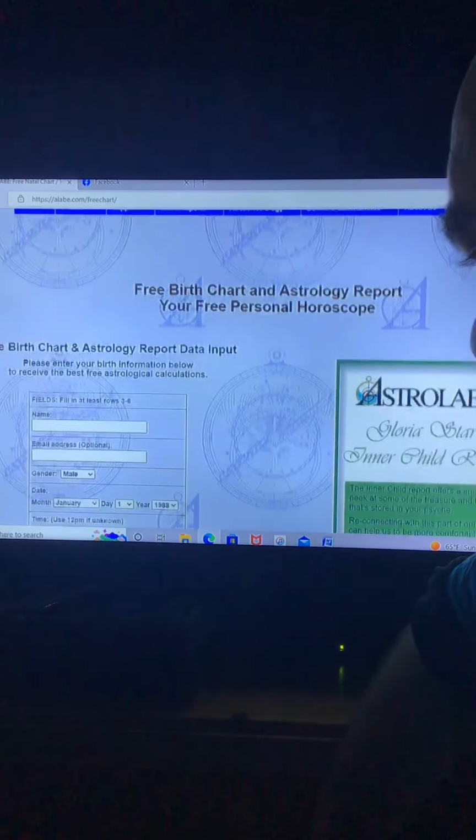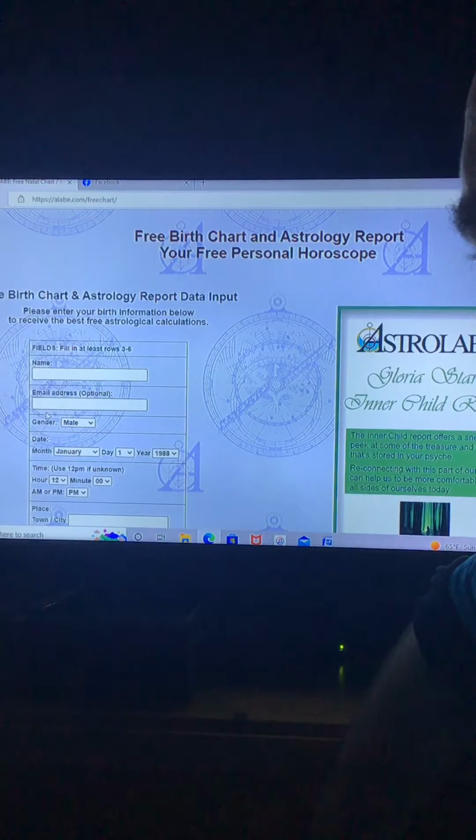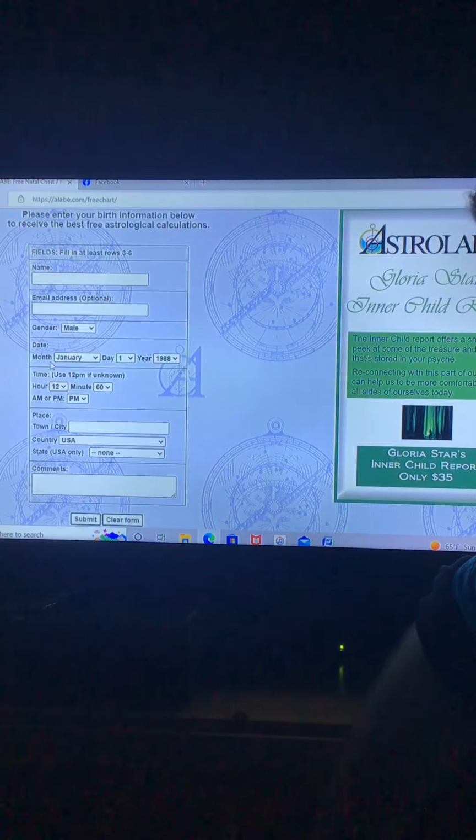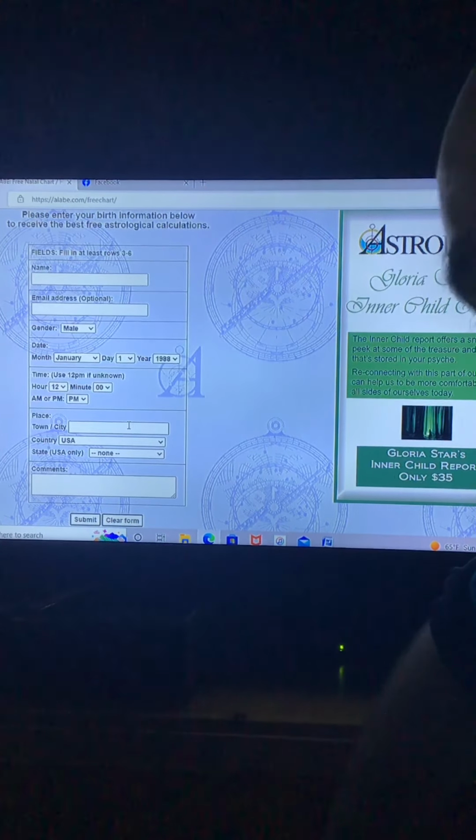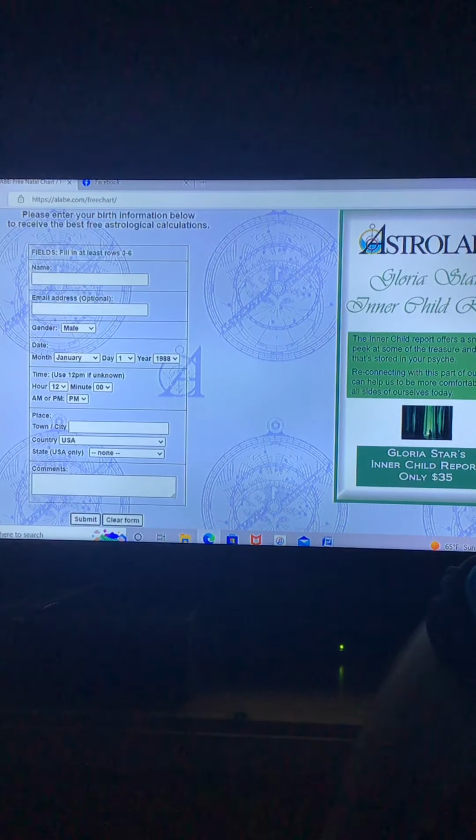So you go to Alabe, click on their free birth chart page. It takes you to here. You don't need your name, email, none of that. You just need your birthday. Your birth time is very important. I'll explain that in a later video. And your birthplace, the town where you were born. If you don't know, just get the best ballpark estimate. If you don't know your birth time, just put noon and do your best from there. So you enter all that information, and you're going to get a chart that looks like this.